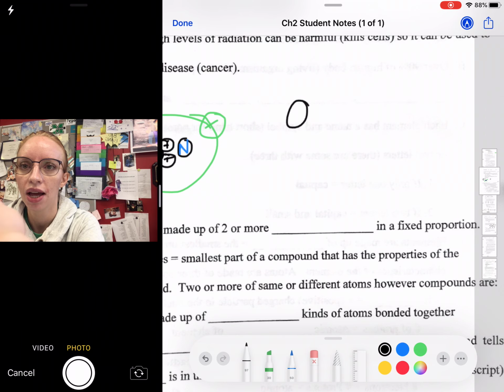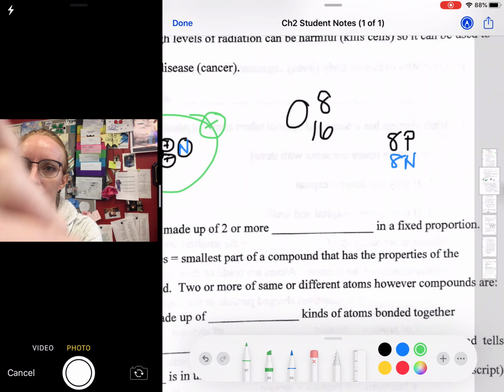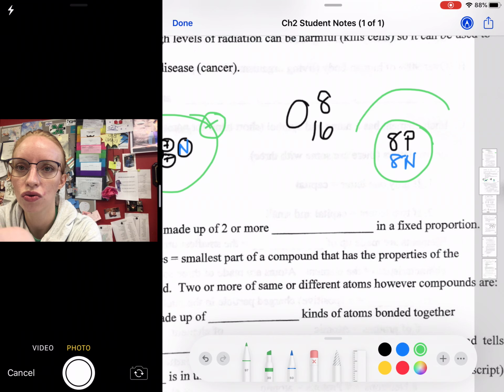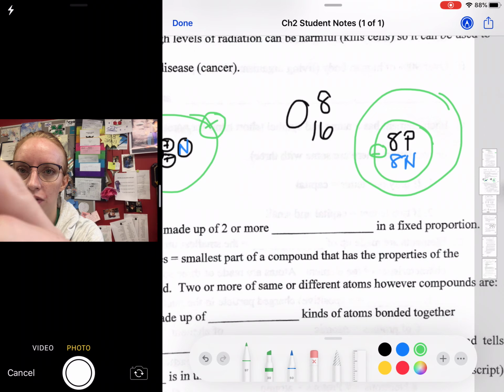Oxygen has an atomic number of 8 and an atomic mass of 16. So it will have 8 protons in the center, in the nucleus, and it will also have 8 neutrons. And then bouncing around the outside, it will have 2 shells, and in the first shell, it will have 2 electrons. 8 minus 2 gives you 6. So in the second shell, you put the remainder there.